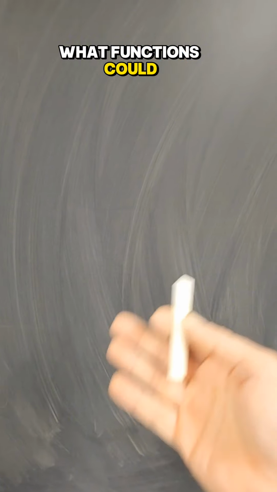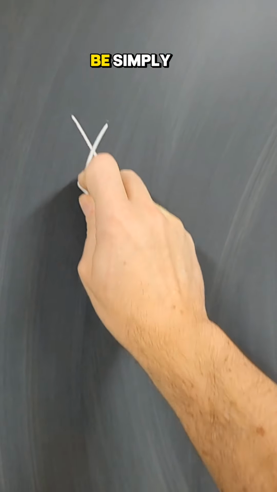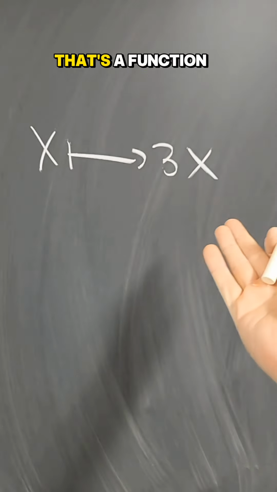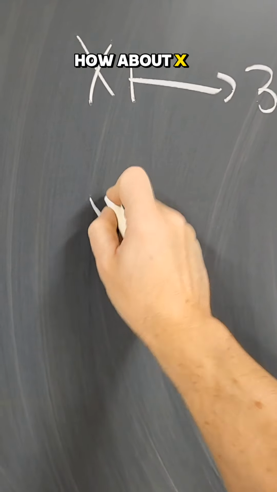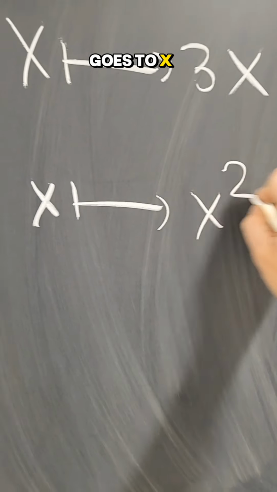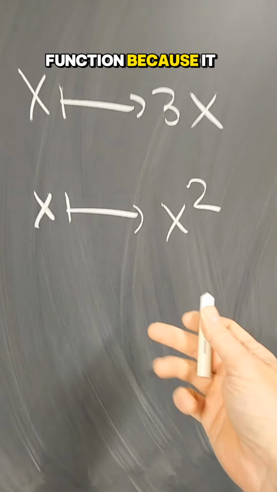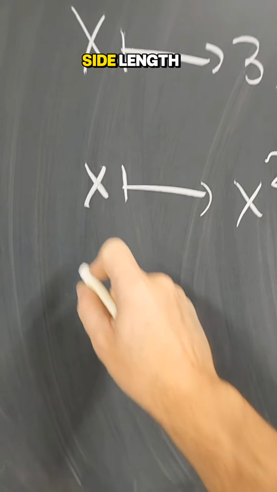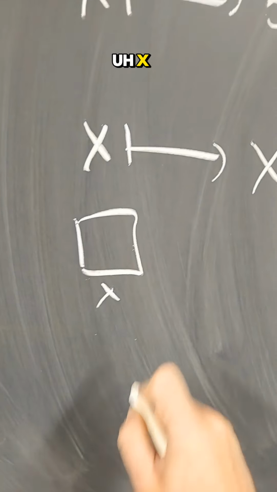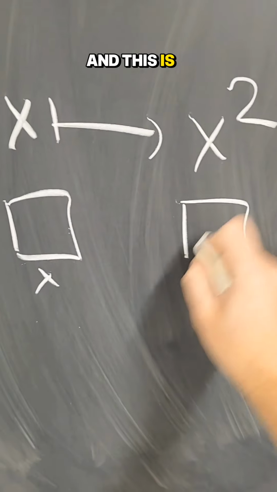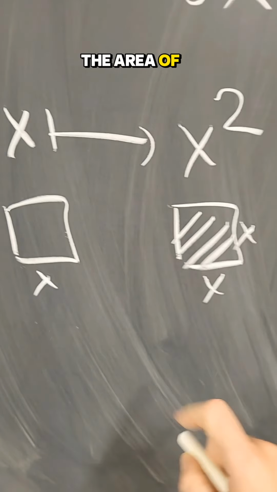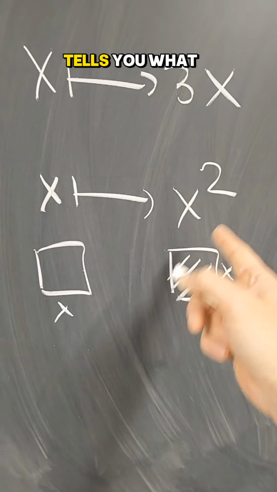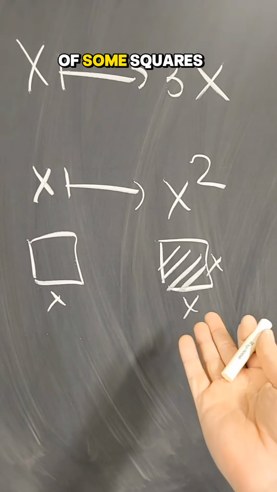What functions could Mr. G discuss? Well, it could be simply x goes to 3x, just multiply by 3. That's a function. How about x goes to x squared? That's an interesting function because, for example, you can interpret this as you have a square of side length x, and this is the area of that square. It's x squared. So that function tells you what the area is of some squares.